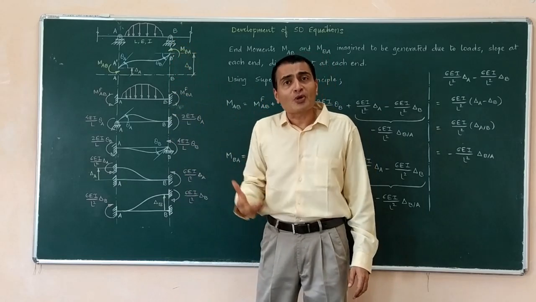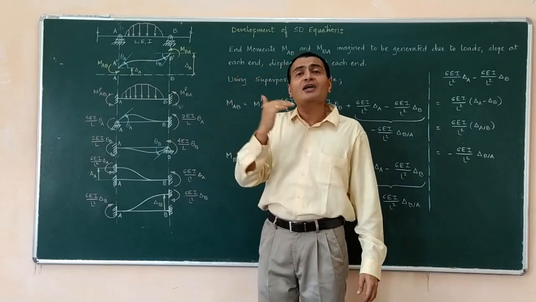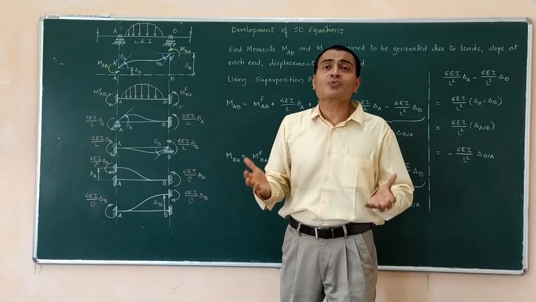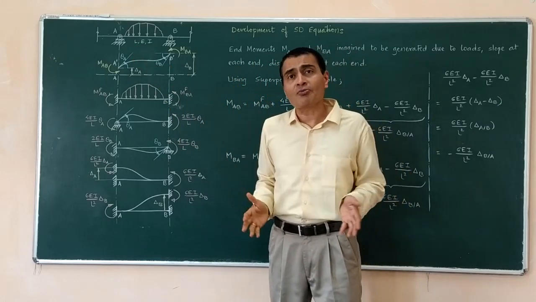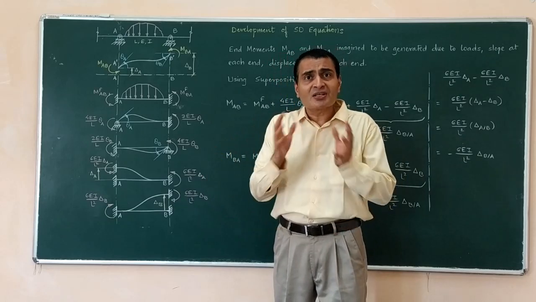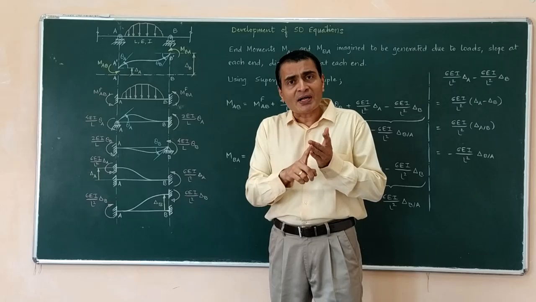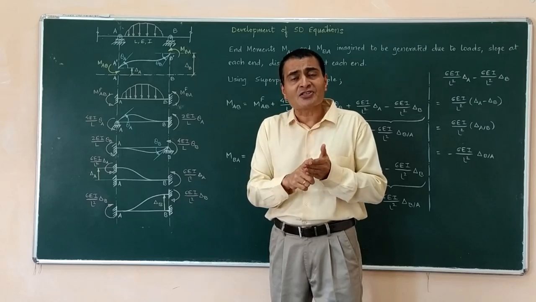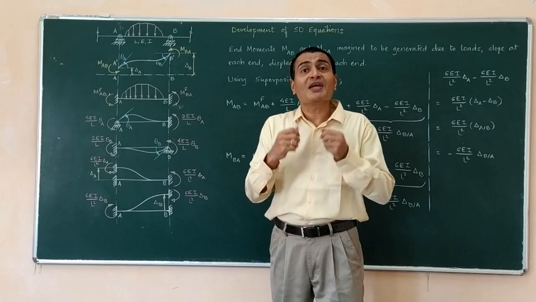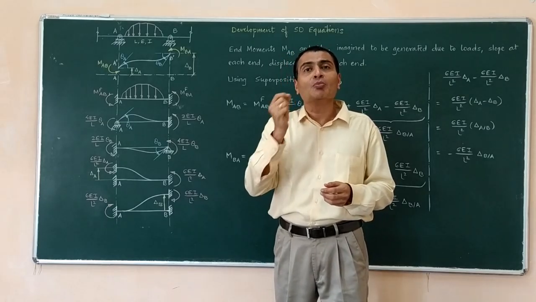And there are 2 more possibilities, that joint A may translate and joint B may translate, as happens in case of sinking of supports, especially when we think of abutments of a bridge over a river. So these are the reasons: loads, near end rotation, far end rotation, near end translation, far end translation. These 5 things may cause end moments to be generated.